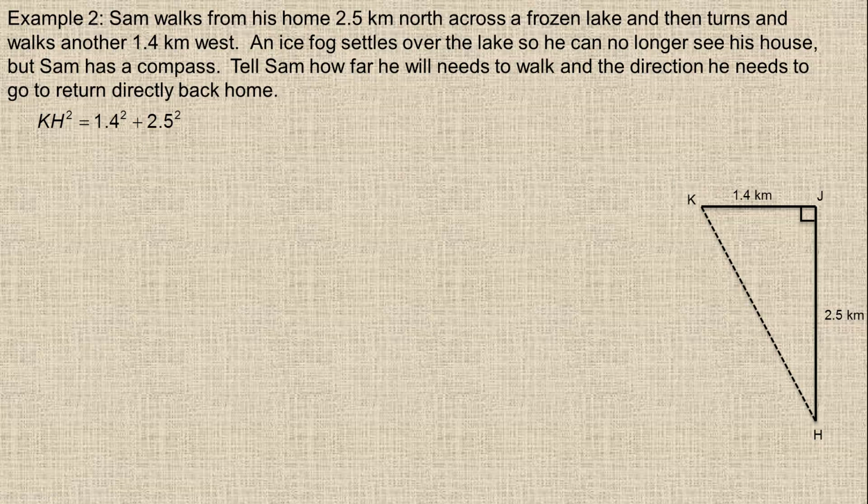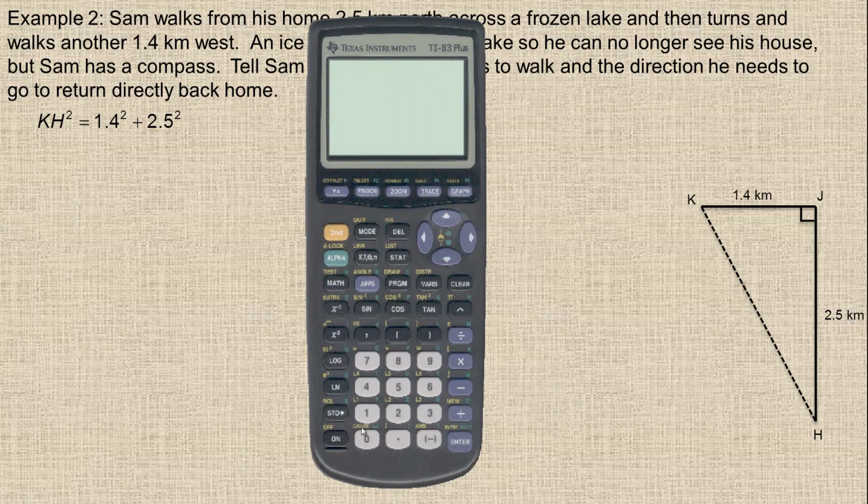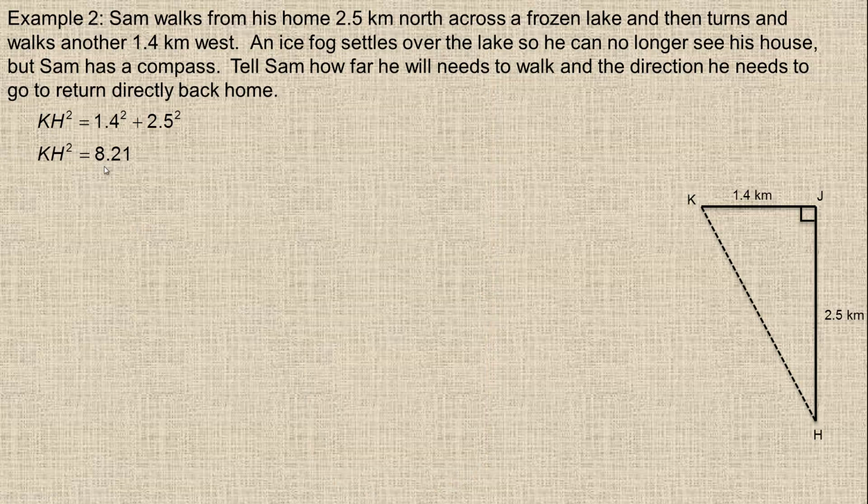So let's bring the calculator back here. So I'm going to square 1.4. That's 1.96, and then also 2.5. We'll square that. And then we're going to add those. So 1.96 plus the 6.25. So when I evaluate these and add them, that's what KH squared is going to equal. So 8.21. So KH squared is 8.21.